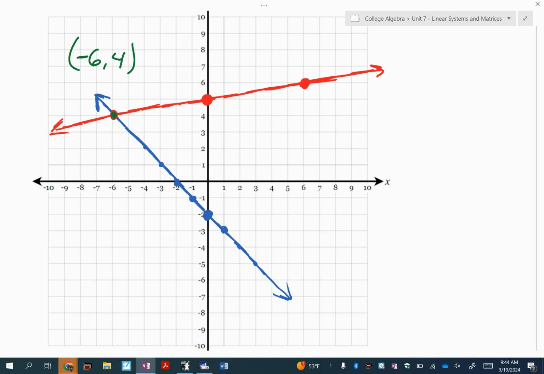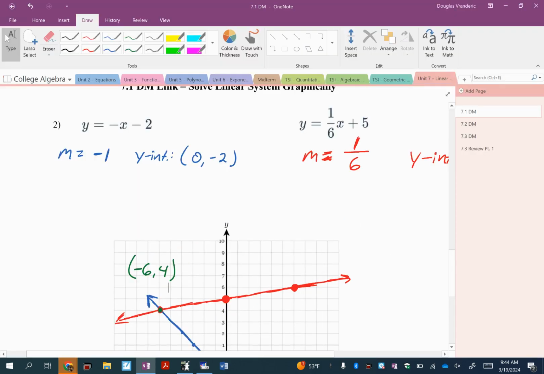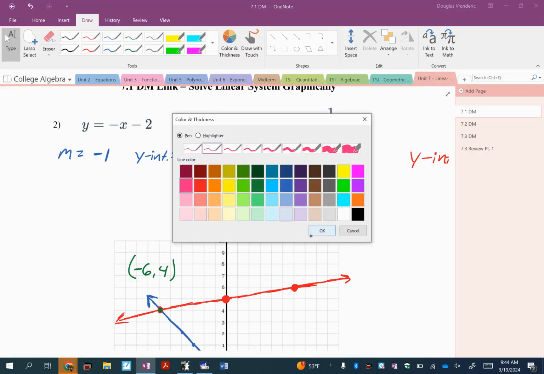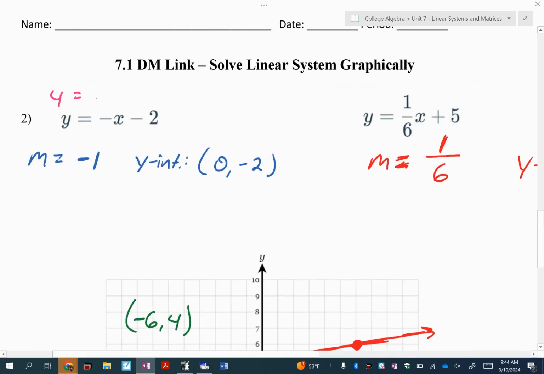What that means, Emmanuel, is if you were to take this -6, and I can do it for you right now if you give me a moment. I'll use a different color, I'll use pink. If I plug in y is 4 and x is -6, what is the opposite of -6, Emmanuel? +6. What's 6 minus 2? 4. So that is a true statement.